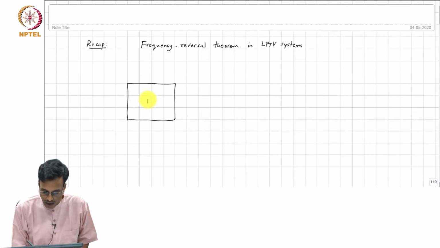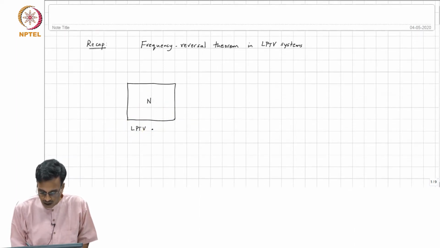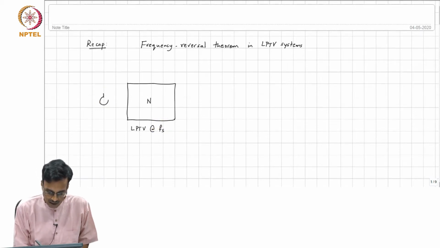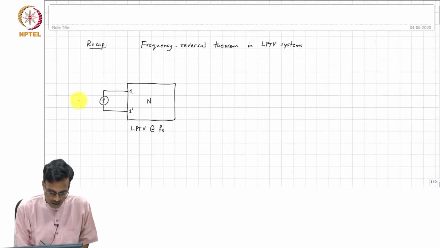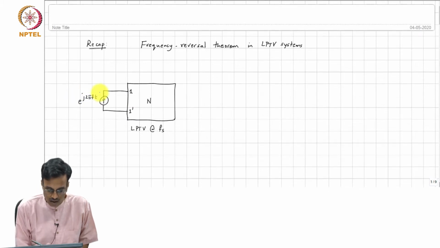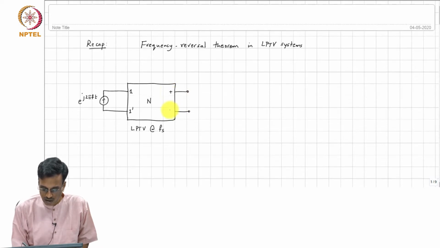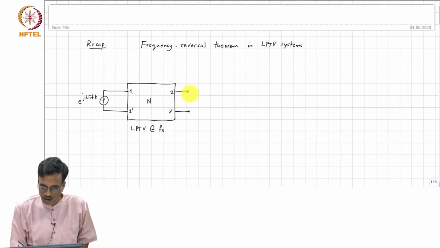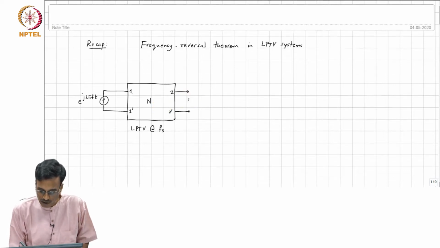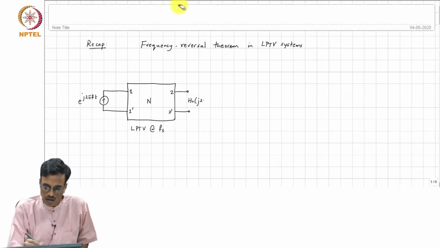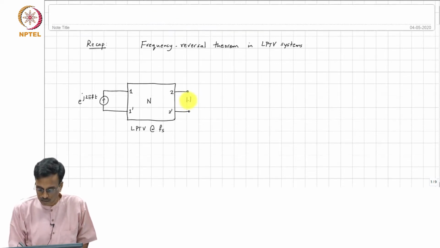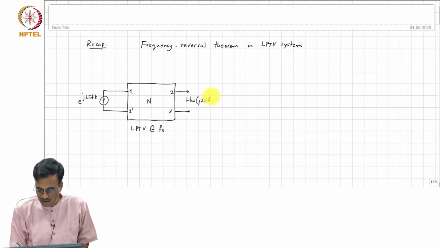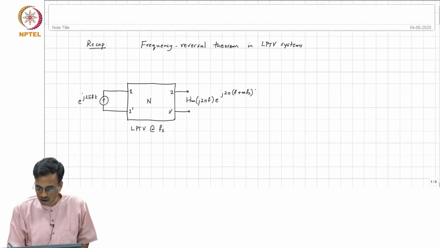If you have a network N which is LPTV at Fs, and we excite it at port 1 with a current e to the j 2 pi f t, and measure the strength of the voltage at the output at a frequency f plus m f s, you get h sub m of j 2 pi f times e to the j 2 pi (f plus m f s) times t.